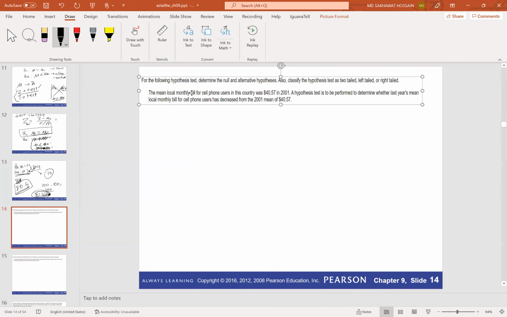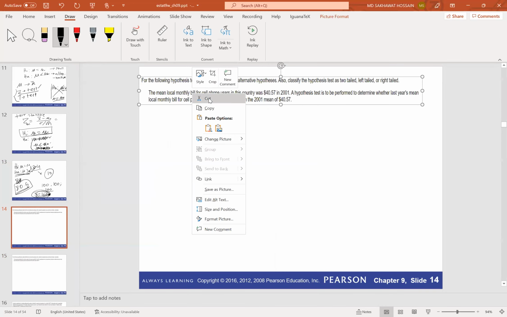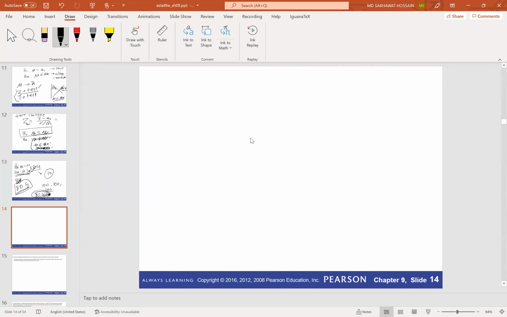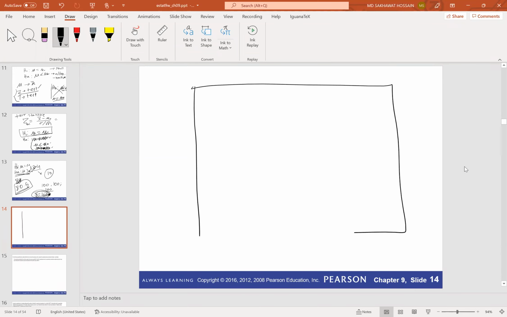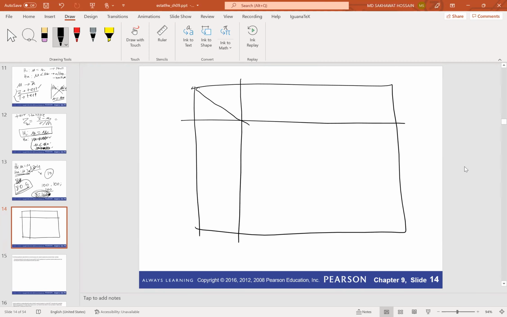We also discussed this in the last class, but I want to discuss it again because it is really important to understand. When we make a decision, there are four scenarios. Maybe this is our decision based on the test, and this is the true fact.